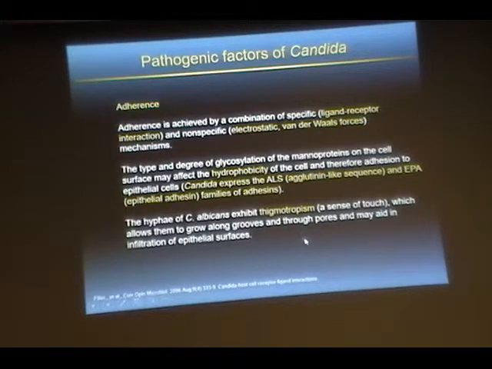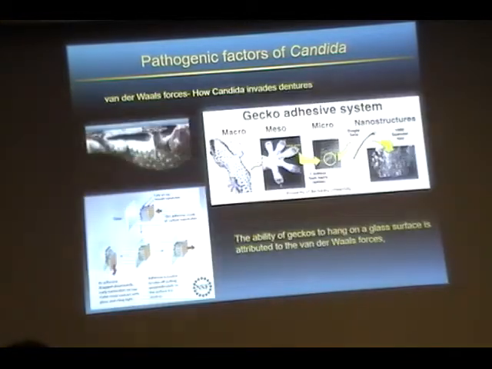And this is a non-specific sense of touch, thigmotropism. It is the concept where Candida albicans can grow through the grooves and through the pores and may aid in infiltration of epithelial cells. So wherever you have pores and grooves, for example in dentures, they can grow at really high levels, and then your epithelial surfaces are exposed to high loads of these fungi, which leads to invasion. So this process is called thigmotropism, by which they can attach to the epithelial cells.